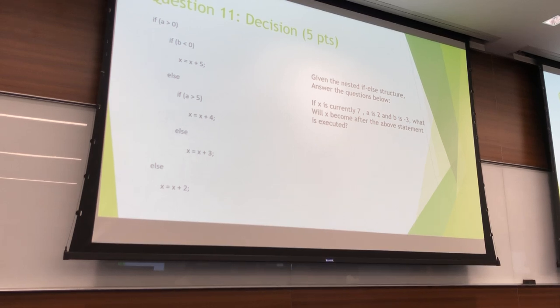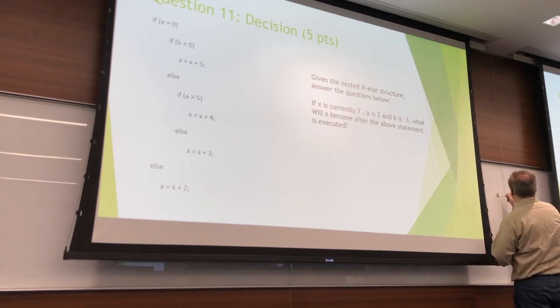Okay, let's set a equal to negative 2 this time. And let's try it again. So is a greater than 0? No. So we just do this statement, so x would be 9. Okay. Let's try a is 6 and b is 3. I don't know if I can keep track of this. Okay, let's do this. a equals 6 and b equals negative 3.